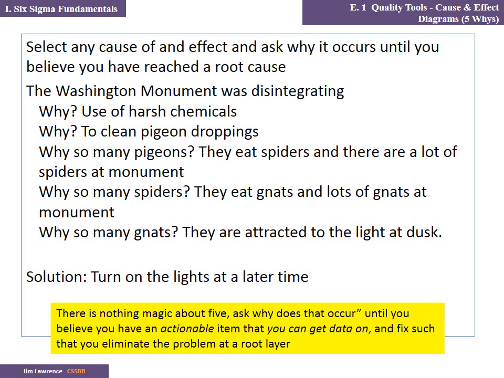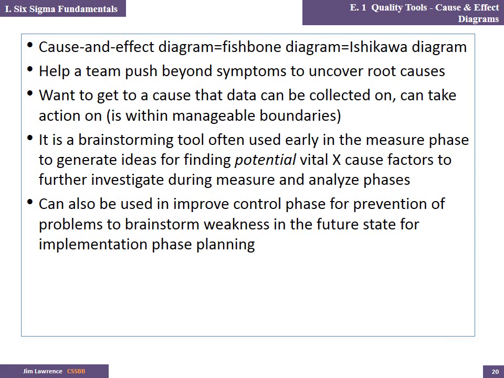Now, there's nothing magic about 5. The objective is to drill down until you believe you have an actionable item, something you can get data on so that you can verify it as a root cause and have a solution that will achieve your improvement results. Many times, cause and effect diagrams are a visual representation of this principle, and cause and effect diagrams and 5 whys help push the team beyond symptoms to uncover root causes.